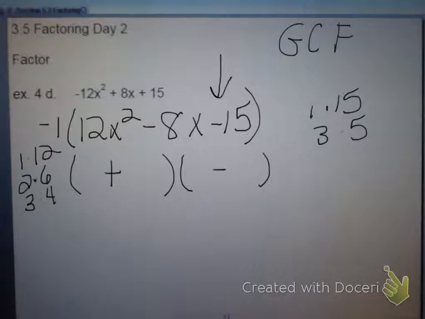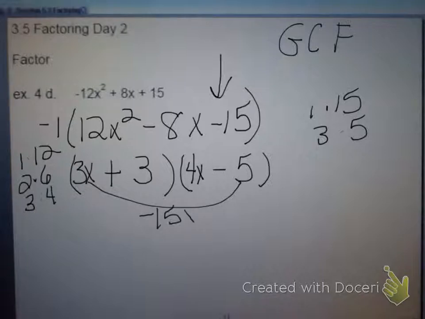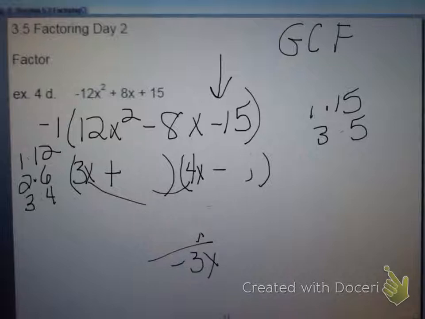So I am going to try the 3 and the 4. And I'm just guessing. I'm going to put 3x and 4x. And I'm going to try the 3 and the 5. Now my outside term is a -15x. And my inside is 12x, which is -3x. That is not my middle term. So I'm going to switch the 5 and the 3 around. So my outside is a -9 and a +20, which is 11, and that is not my middle term. I need 8.